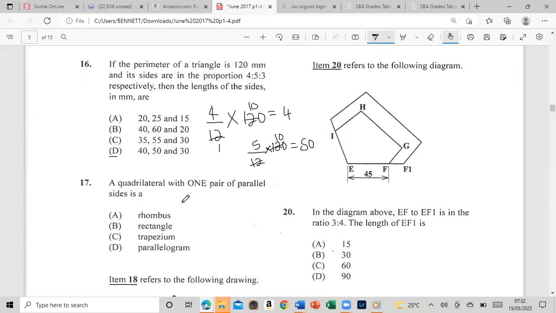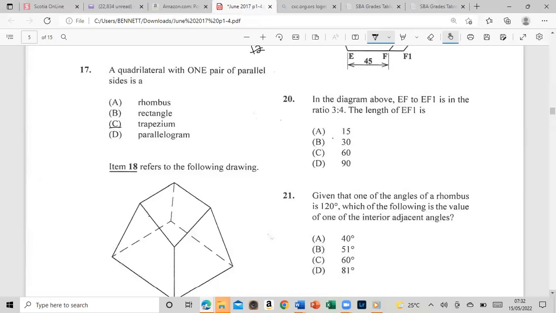All right, let's move on to 17. A quadrilateral with one pair of parallel sides. Is it A, a rhombus, B, a rectangle, C, a trapezium, or D, a parallelogram? And that is a trapezium, and that would be C. Guys, you can use this in your math, especially persons who are doing paper 3. Pay attention to that. So share it with somebody who might be doing paper 3.